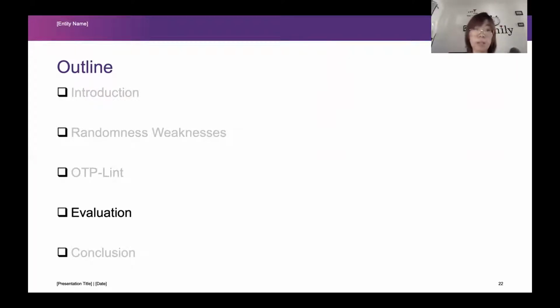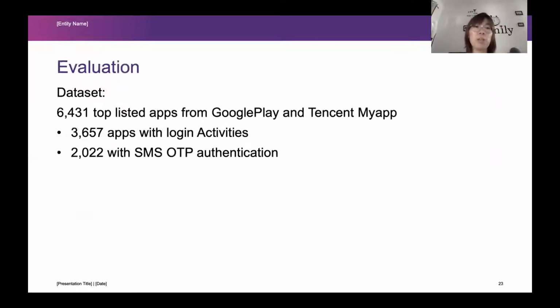Next, for our evaluation, we collected over 6,000 applications from Google Play and Tencent app store. Among them, 3,000 are applications with login activities, and 2,000 of them contain SMS OTP authentication.